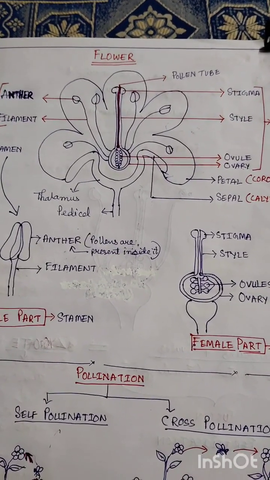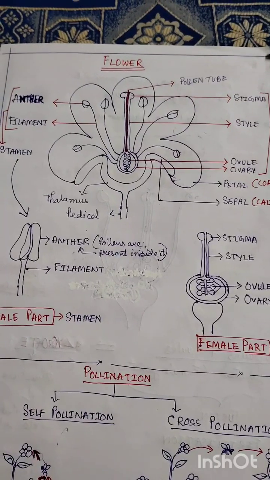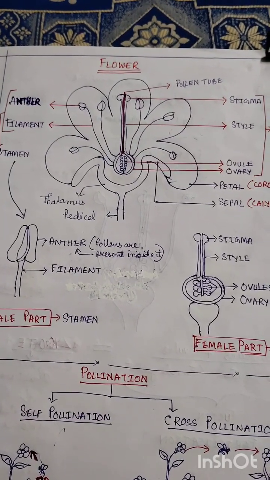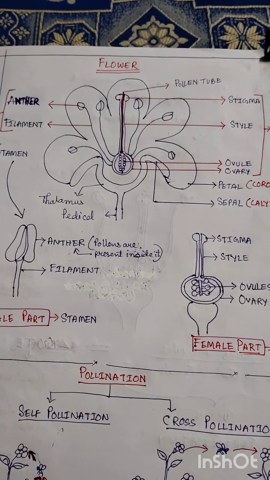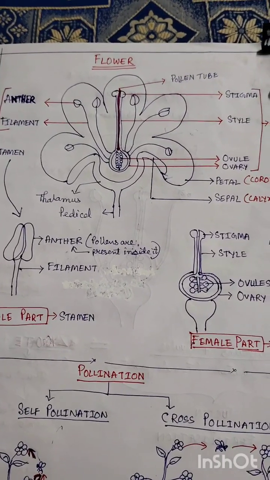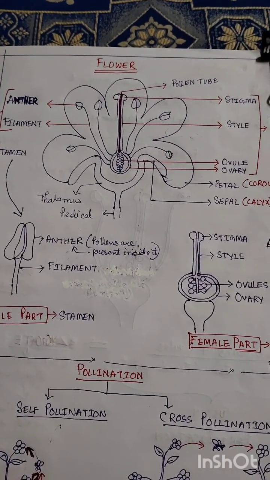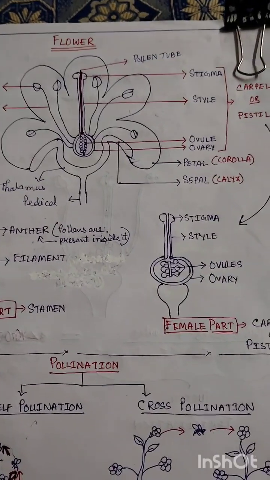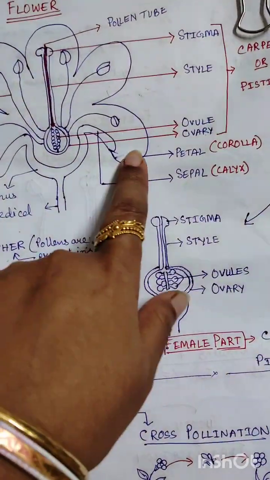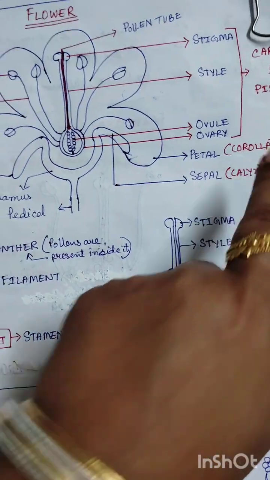Okay, and it has its own function, which is the protection of the flower in its bud stage. Done. Next, corolla. Corolla means the second whorl, which consists of petals. Corolla means the part which carries the petals. This one is also known as corolla.